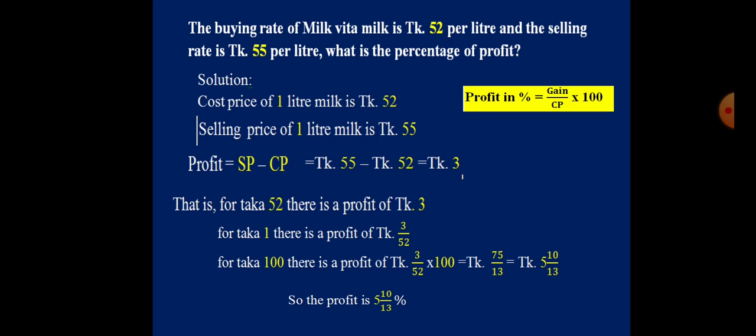Now in this case the gain is taka 3 and your cost price is taka 52. So 3 over 52 times 100 is actually 75 over 13. Well, you can do this math in this way also. I consider the second one the easy one.